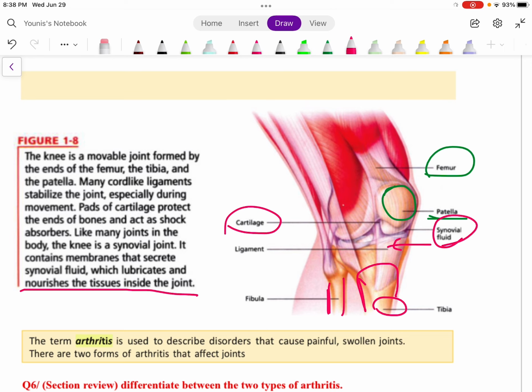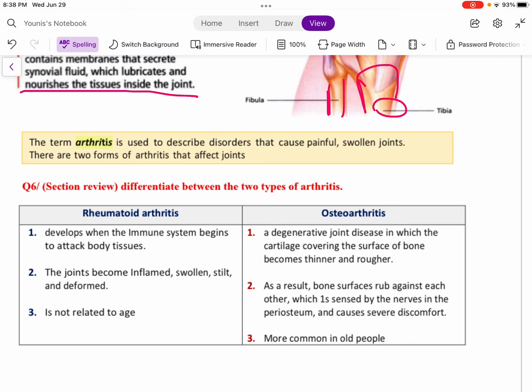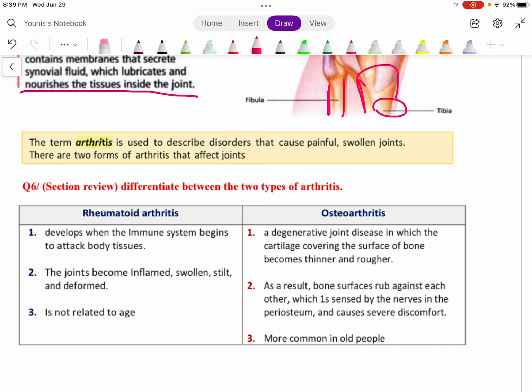Now let's see what joint disorders can develop in a person. The joint disorders or joint diseases are commonly referred to as arthritis, which is characterized by painful, swollen joints. Usually the person will feel a lot of pain and swelling in the joint area. Arthritis is of two types. It can be of rheumatoid type or osteo type.